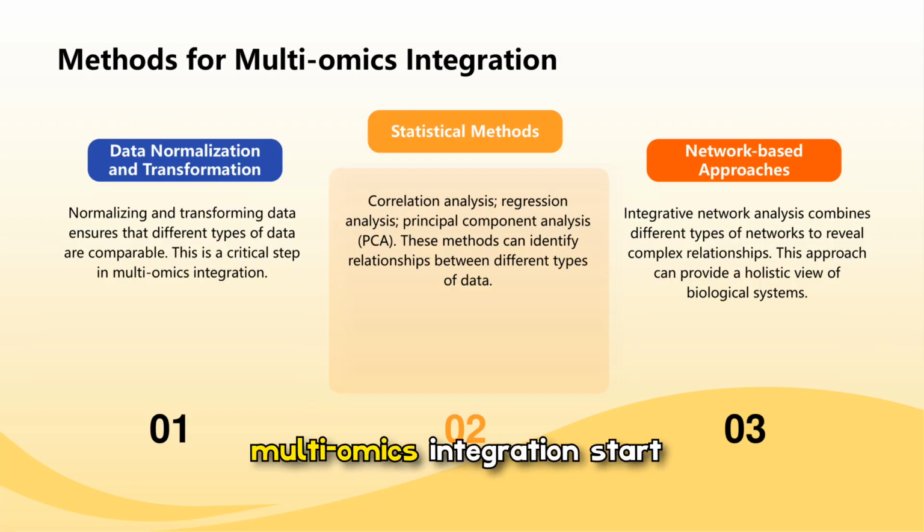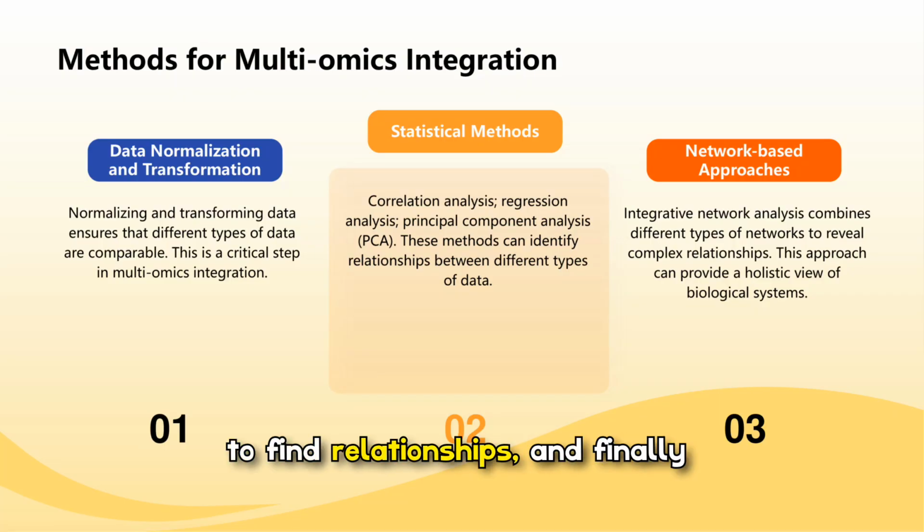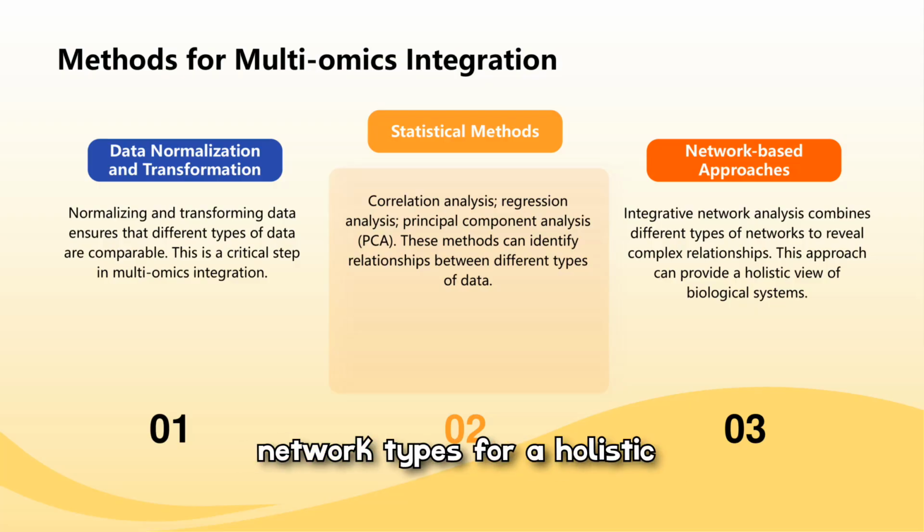Common methods for multi-omics integration start with rigorous data normalization and transformation to make datasets comparable, followed by statistical approaches like correlation, regression, or PCA to find relationships, and, finally, network-based integrative methods that combine different network types for a holistic systems view.